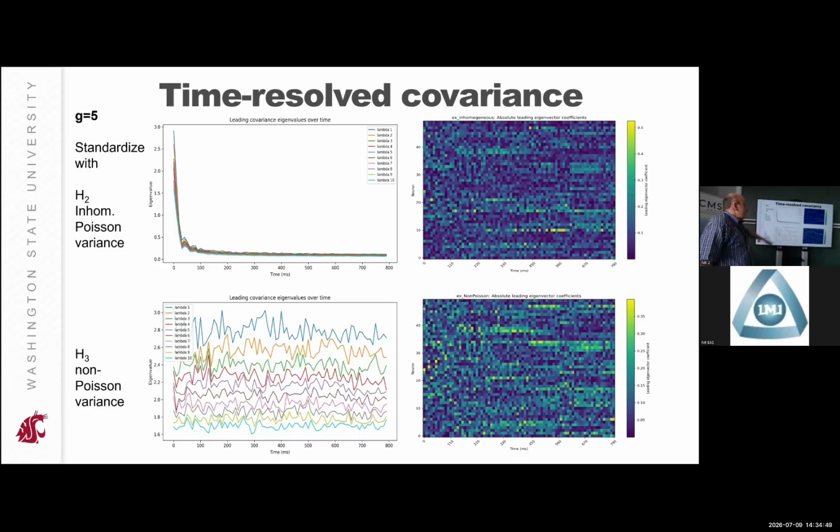This is the leading eigenvector. So this is one eigenvector, and then over time. But what is one eigenvector? Let's say you have an invariant matrix, an n by n matrix. Each label is a neuron. So one eigenvector is a linear combination of the counts, well, standardized counts, for those neurons.